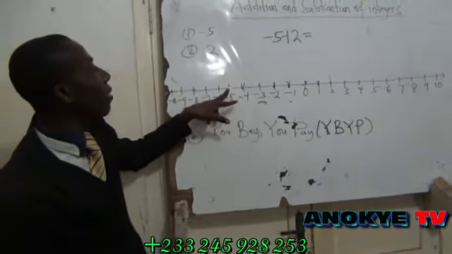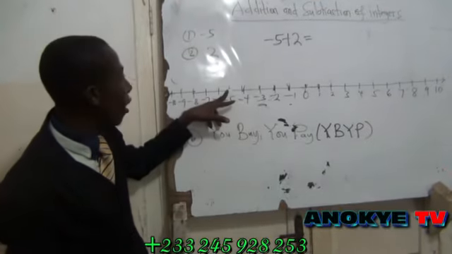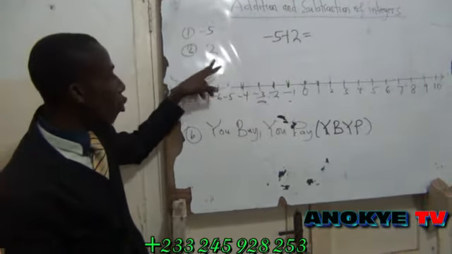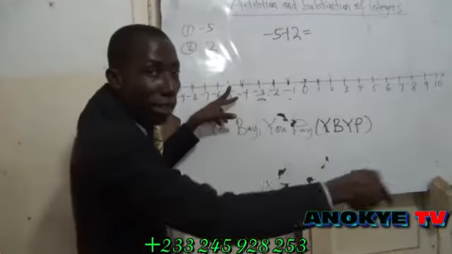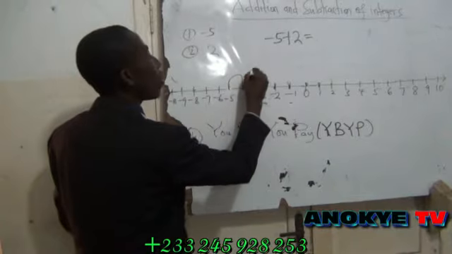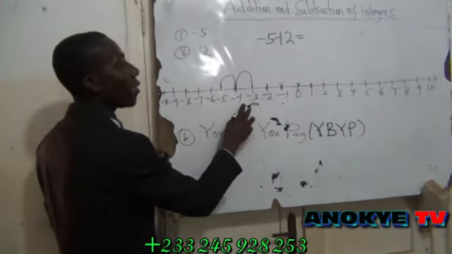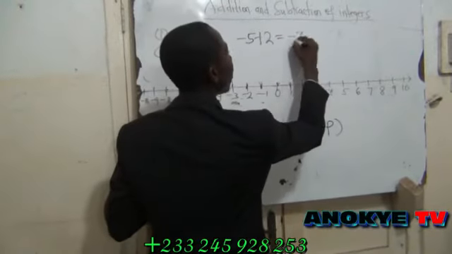Now I'm on the first one, which is negative 5. So the second one is 2. It is positive. So I'll move to the right 2 times. So I have 1, 2. Then I have negative 3. Therefore, the answer is negative 3.